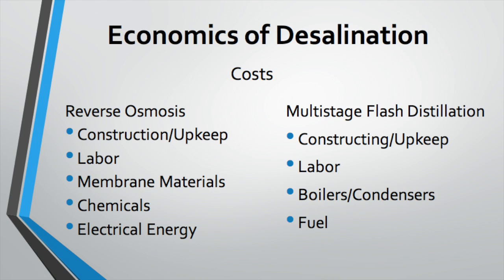However, for multi-stage flash distillation, the materials needed are boilers and condensers. However, the massive costs come from the fuel needed to vaporize the feed water. Considering all the costs for each method, the cost per cubic meter of water is $1.44 US per cubic meter for a multi-stage flash plant and $1.39 per cubic meter of water for a reverse osmosis plant, showing that reverse osmosis is the more cost-effective method.